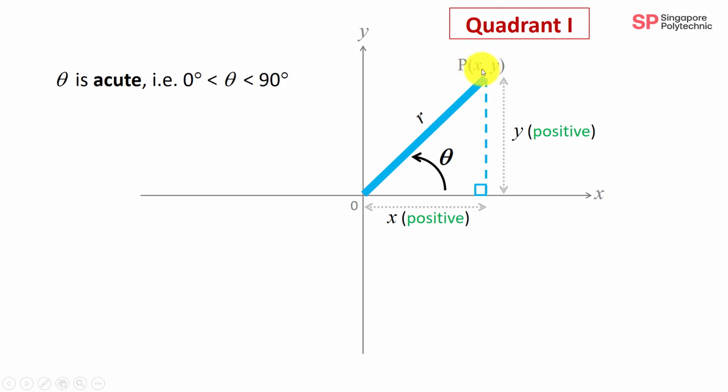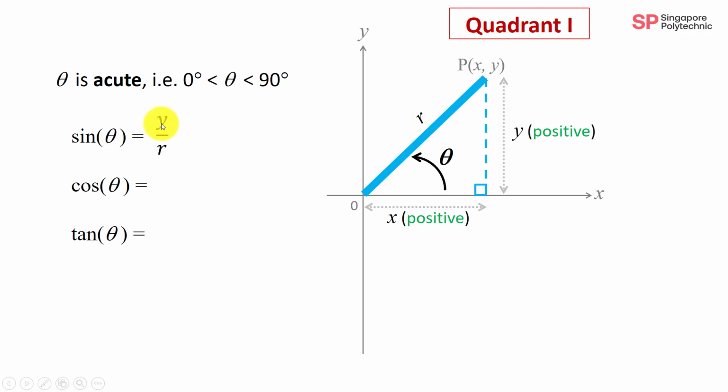Considering this point P, from which a perpendicular is drawn to the x-axis to form a right-angle triangle with adjacent side x, opposite side y and hypotenuse r, observe that the value of x is positive and the value of y is positive as well.